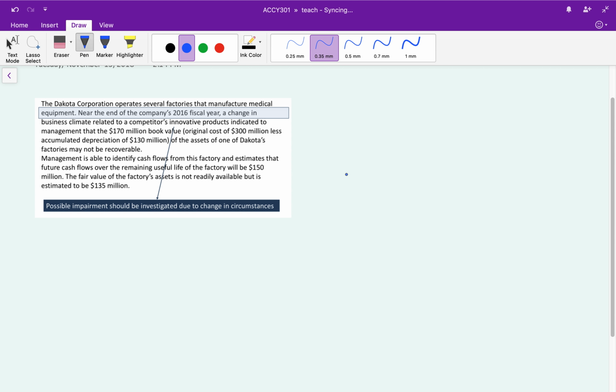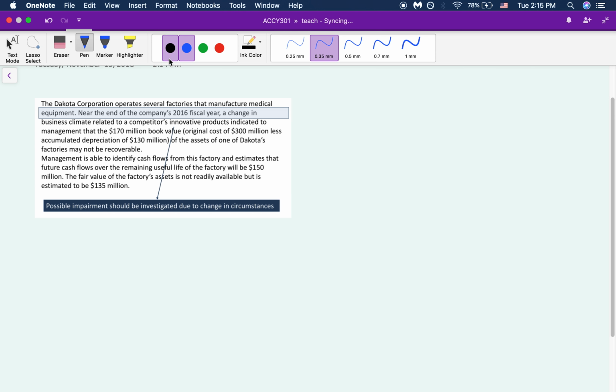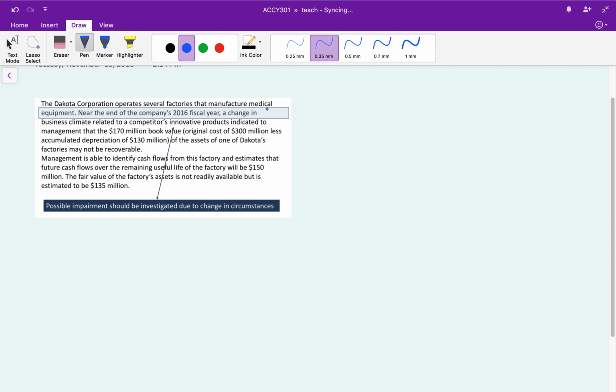Okay, so today we're going to learn about the impairment of property, plant, and equipment. The question given says that the Dakota Corporation operates several factories that manufacture medical equipment. Near the end of the company's 2016 fiscal year, a change in business climate related to a competitor's innovative products indicated to management that the $170 million book value, original cost of $300 million, less accumulated depreciation of $130 million, of the assets of one of Dakota's factories may not be recoverable.